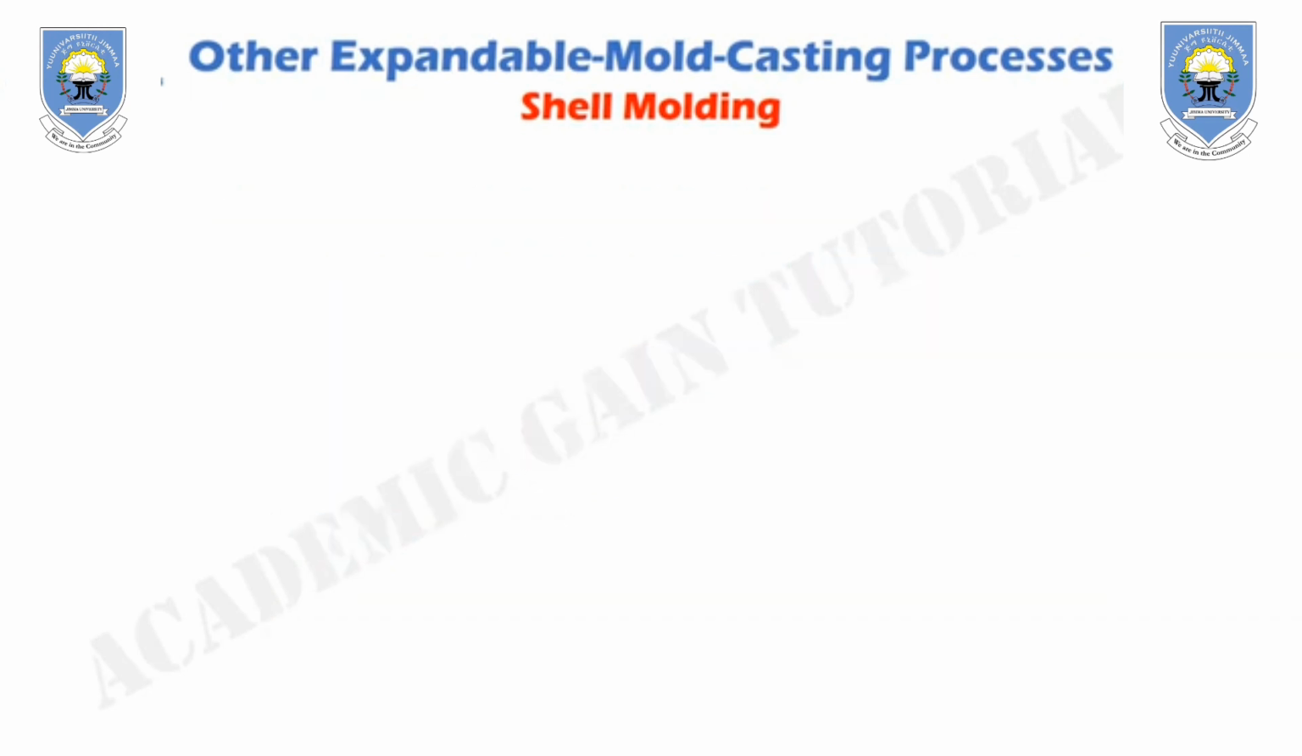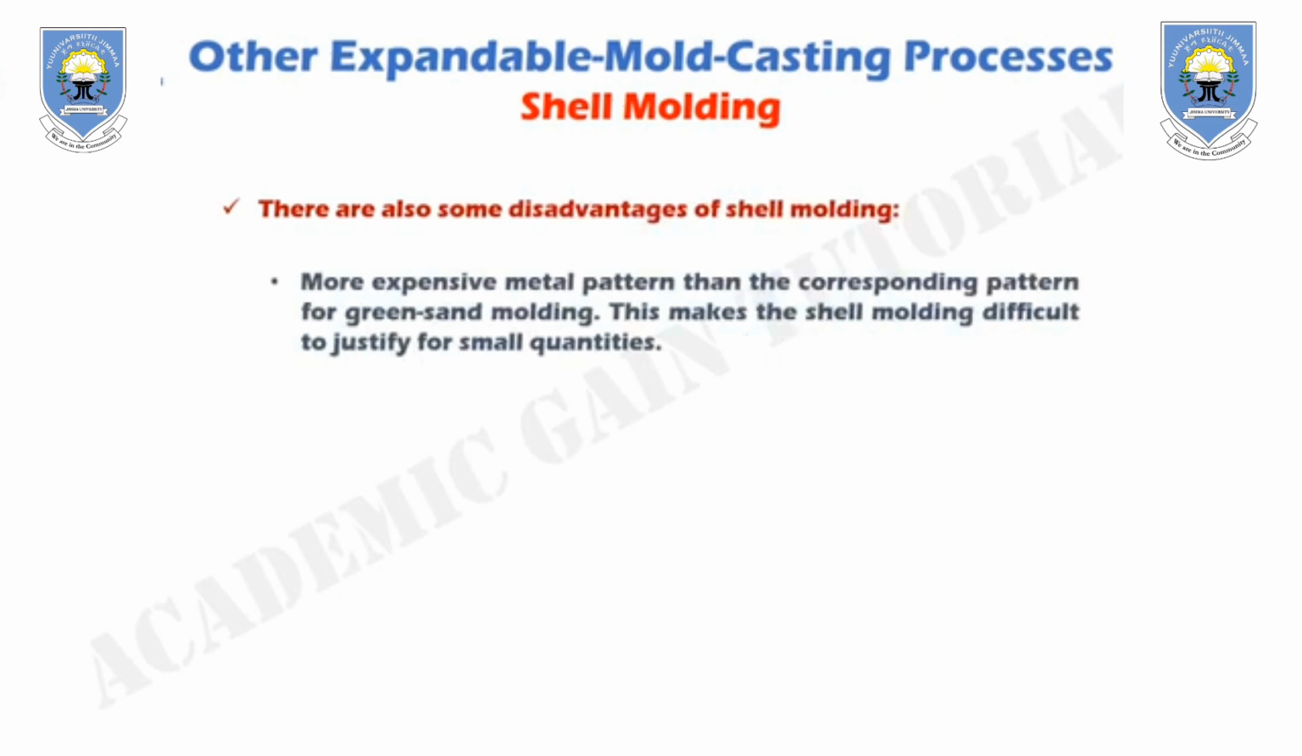There are also some disadvantages of shell molding. The metal pattern is more expensive than the corresponding pattern for green sand molding. This makes shell molding difficult to justify for small quantities. Examples of parts made using shell molding are gears and camshafts.